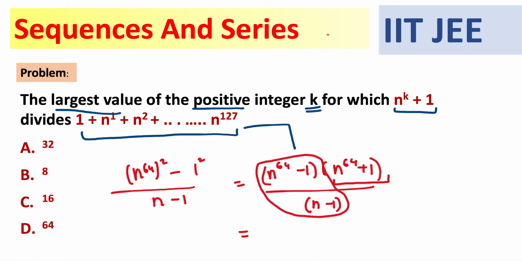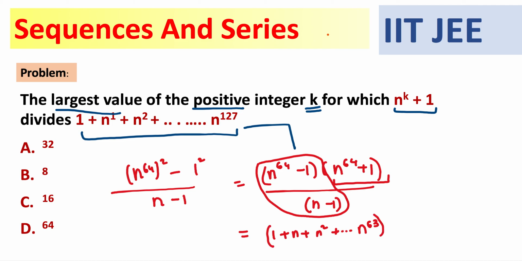And we can represent this as one term. So what is this? This is nothing but the sum of 64 terms of the GP. n to the power 64 minus 1 upon n minus 1: can we not write it as 1 plus n to the power 1 plus n square till n to the power 64 terms, so n to the power 63?